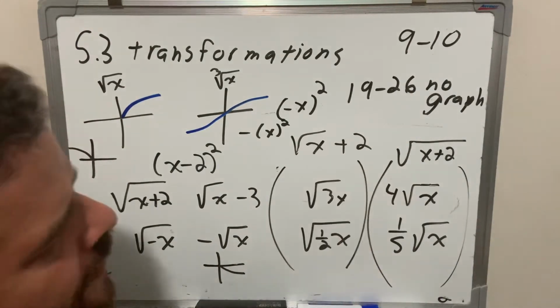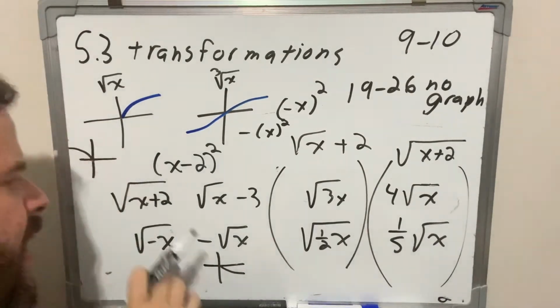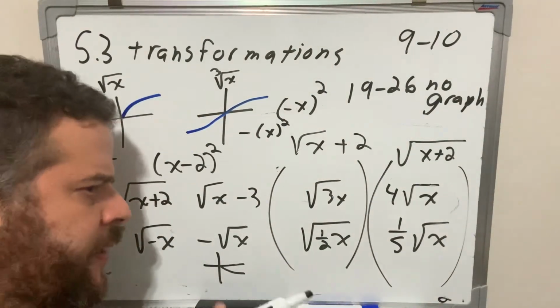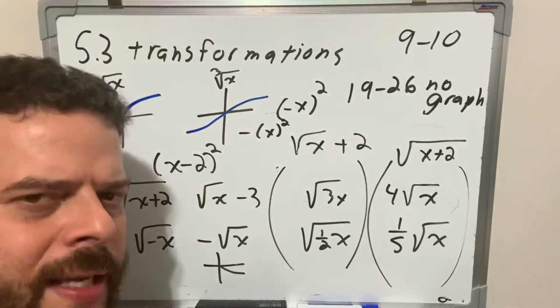So no graphing 19 to 26. Describe the transformations. It got moved 2 units up and then got vertically stretched by a factor of 3. It got reflected across the x. That's it. Just write down the transformation.